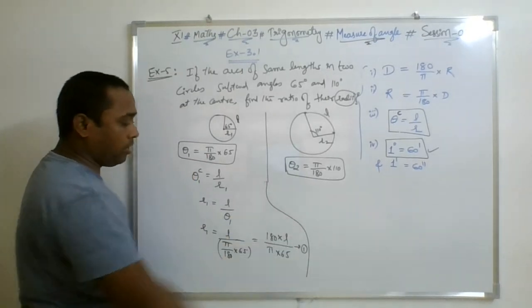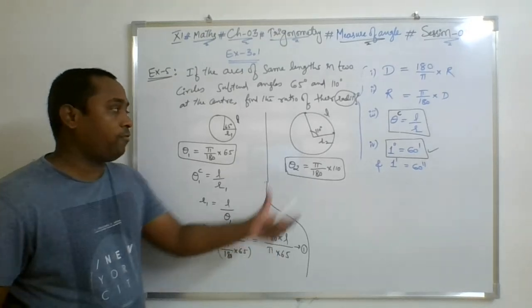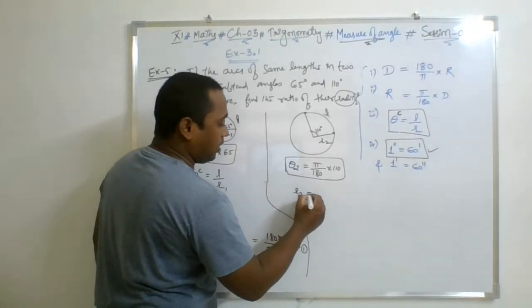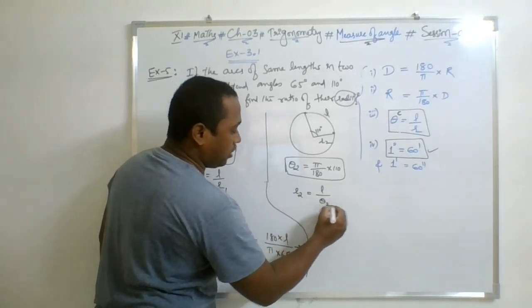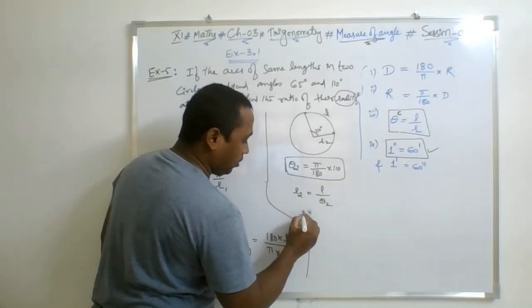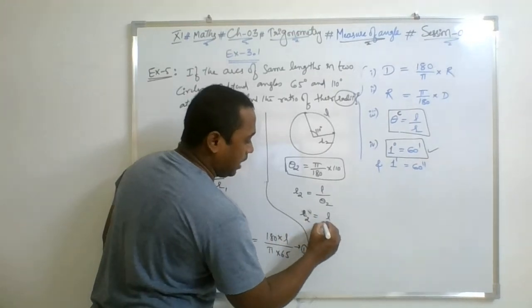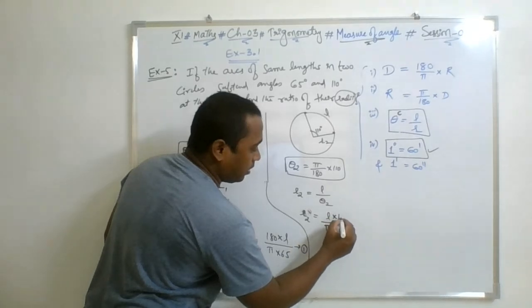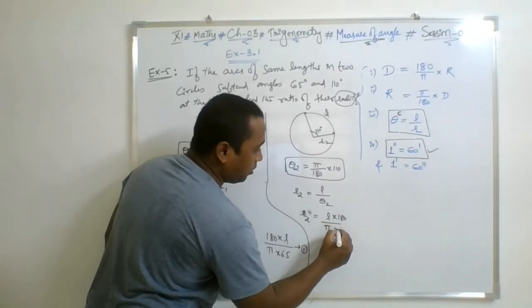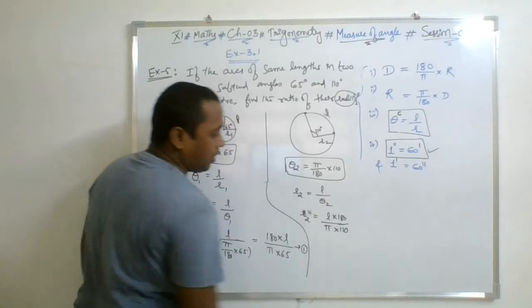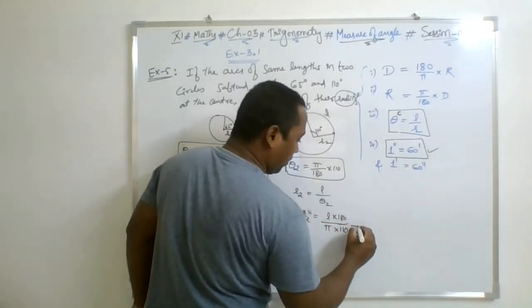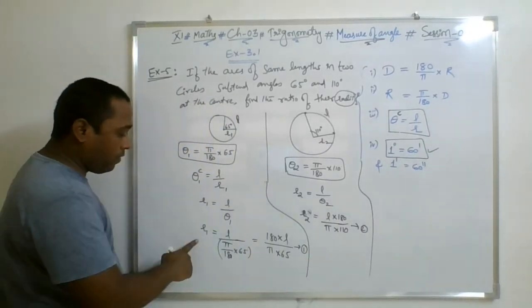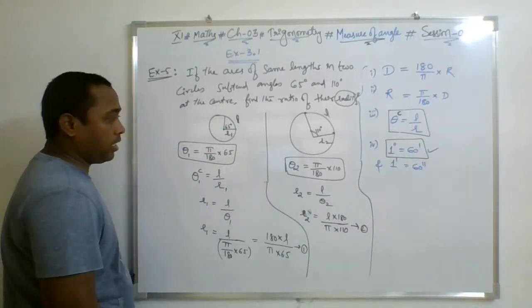In a similar manner, I am going to calculate R2 from the second information. So the R2 radius is equal to L by theta 2. So R2 is equal to L, which remains the same, by theta, that is pi by 180, so that 180 goes in the numerator, into 110. I am not simplifying anything here first. And then I am looking for R1 by R2, that is my target.